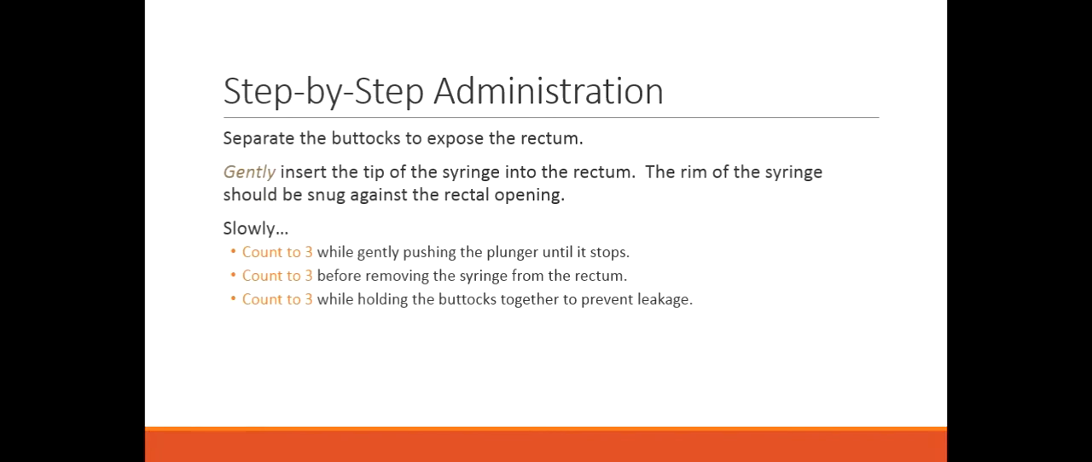Separate the buttocks to expose the rectum. You will gently insert the tip of the syringe into the rectum. The rim of the syringe should be snug against the rectal opening. Slowly count to 3 while gently pushing the plunger until it stops. Count to 3 before removing the syringe from the rectum. Count to 3 while holding the buttocks together to prevent leakage.